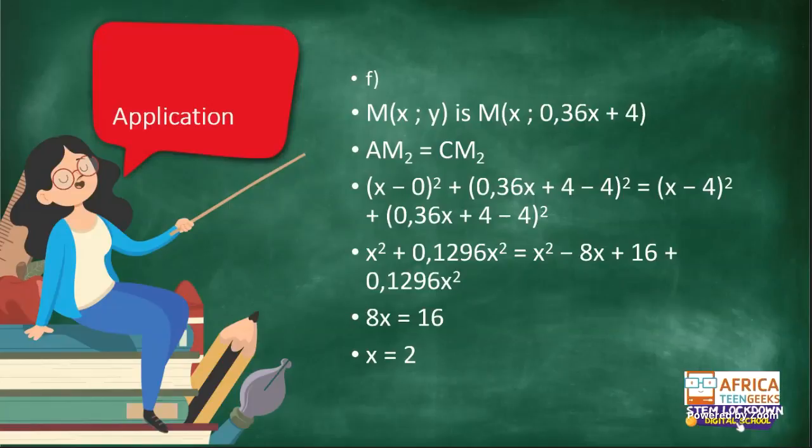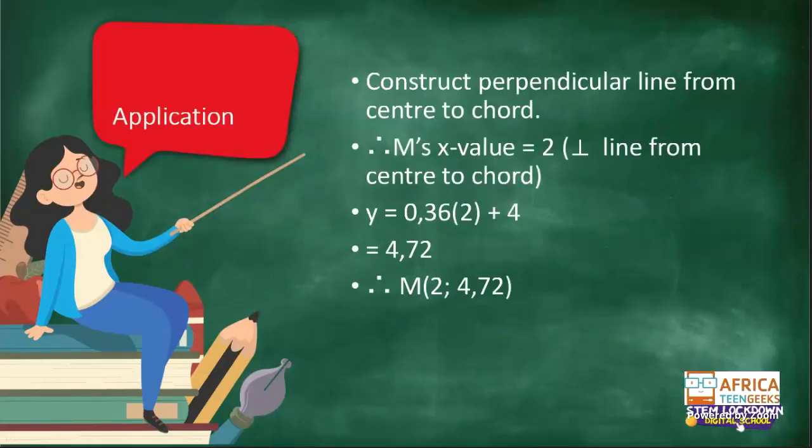So you just substitute the x value in the y of M. You're going to have 0.36 times 2 plus 4. 0.36 times 2 is 0.72, plus 4. Therefore, you're going to see that the x coordinate of M is 2, and the y coordinate is 0.36 times 2 plus 4, which is 4.72. Therefore, the coordinates of M are 2 and 4.72.